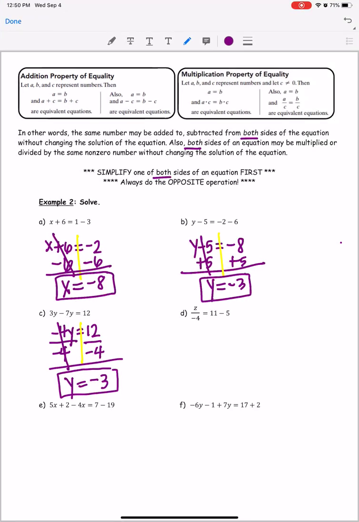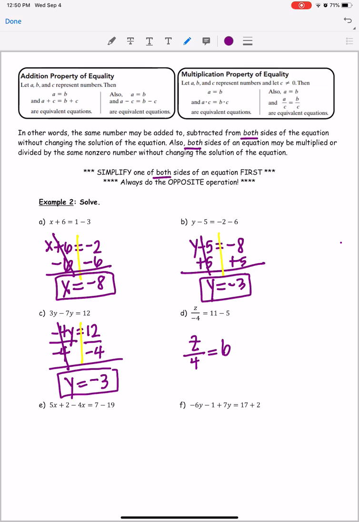Okay, on D, look what you can combine. Can I combine anything on the left? Nope, that's a Z and a 4, unlike terms. Can we combine on the right? Yes, we can. 11 minus 5 gives me 6. So that means I've got Z over 4 equals 6.